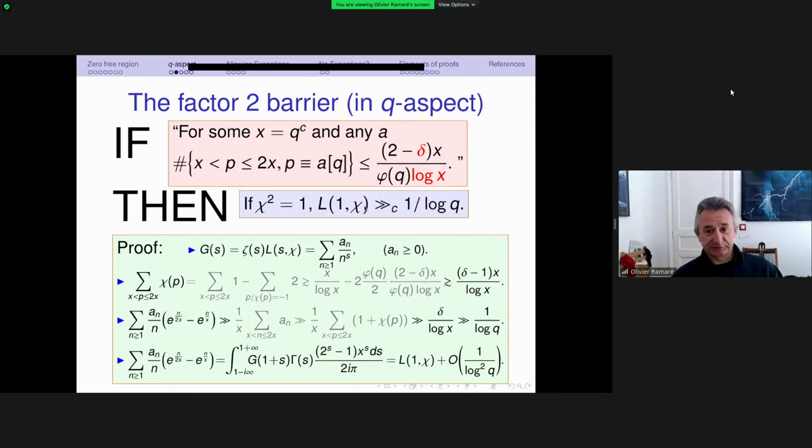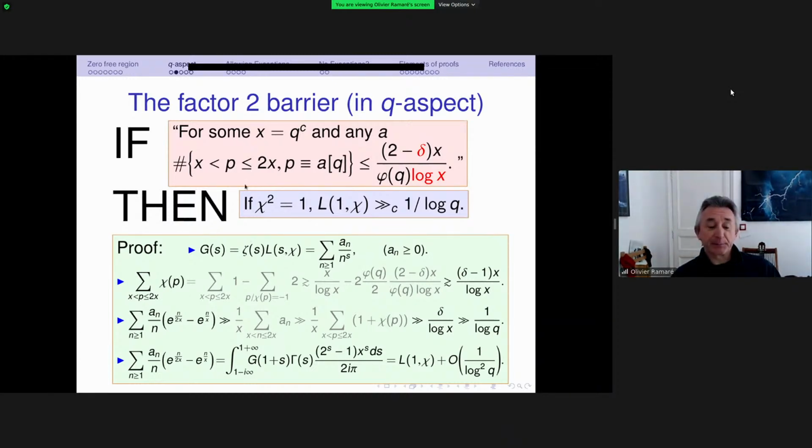And the proof is here. Let me see whether I have time, yeah, I have time. So just look at zeta times L(s, chi), you know, that's not very original, everyone does that. The sum of a(n) upon n to the s, and a(n) is a real number which is non-negative. For the squares, a(n) is larger than 1, but that's what is usually used to get a lower bound for L(1, chi).